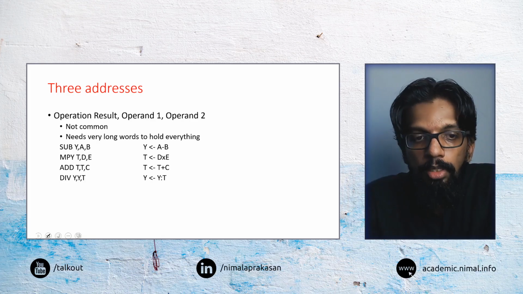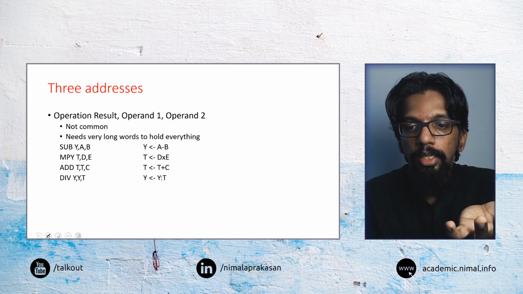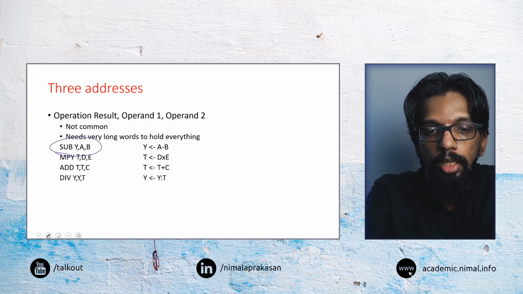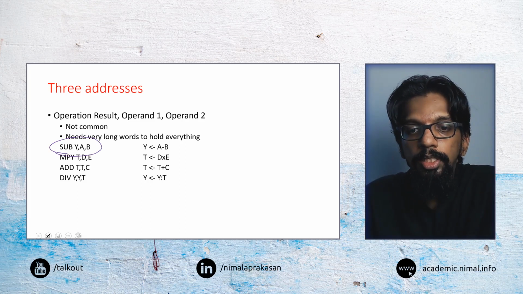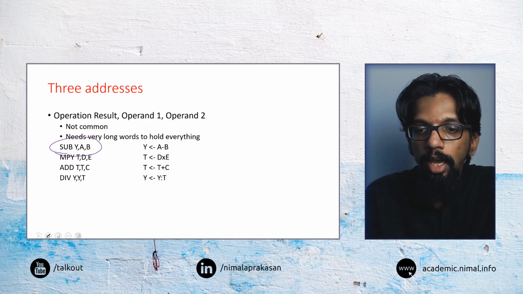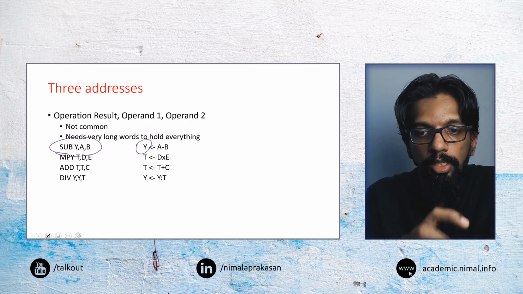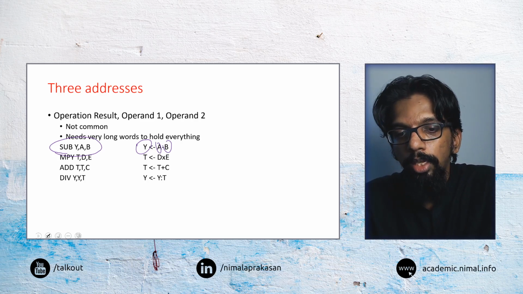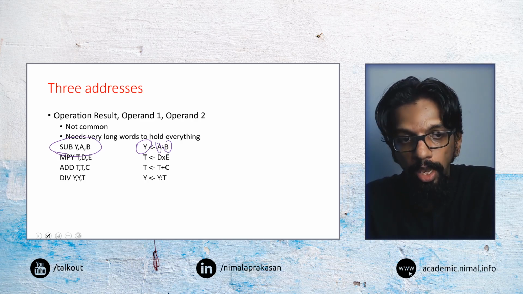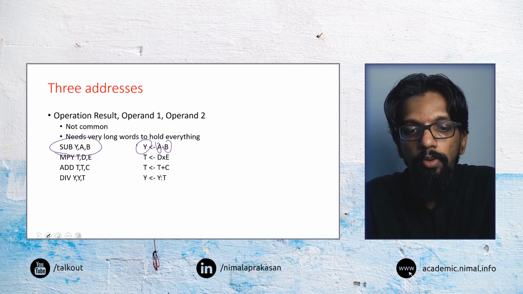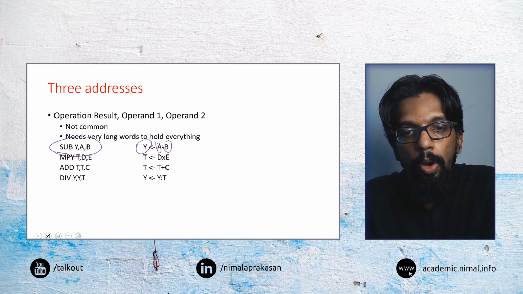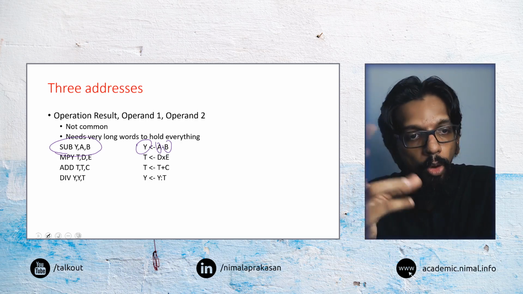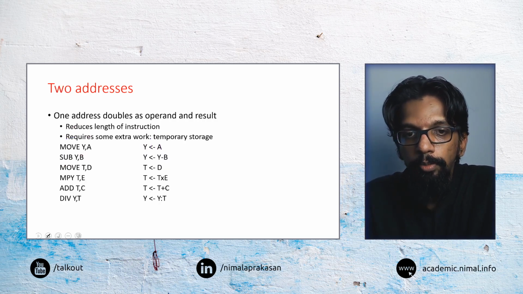For example, what we can have is 3 addresses. Let's say a subtraction operation, and we are giving 3 addresses there. Y is where the result is going to be stored, and then operands A and B are used in the operation. B is going to be subtracted from A, and the result is going to be stored in Y. So this uses 3 operands, or 3 addresses. This is not very common, but it can be done.